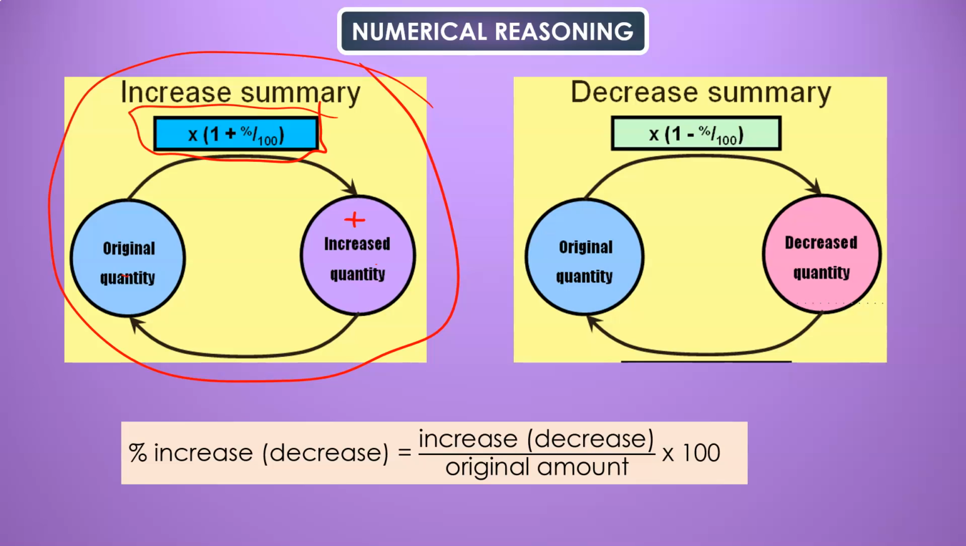Whereas decrease is not the opposite, but just one thing's changed around. Rather than adding, we take that percentage calculation away. So the decreased quantity is less than the original amount, and so we find that multiplier, and that's what we should get.